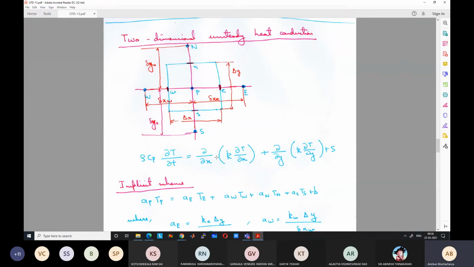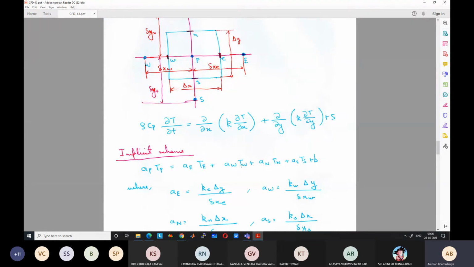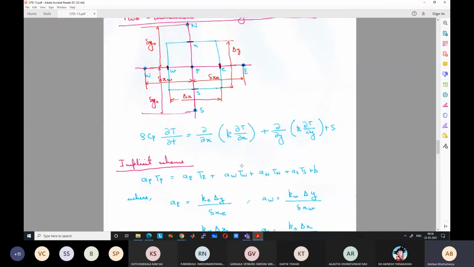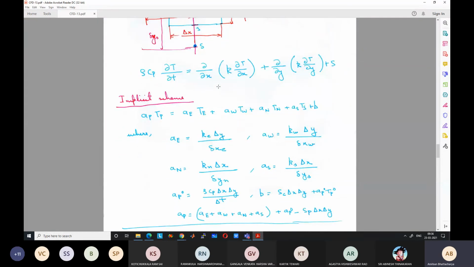So if you do the discretization using the finite volume method, it will lead you to this form of the equation: APTP equal to AETE plus AWTW plus ANTN plus ASTS. Because now we have four neighbors, we have four values here, all the neighboring values and their coefficients.